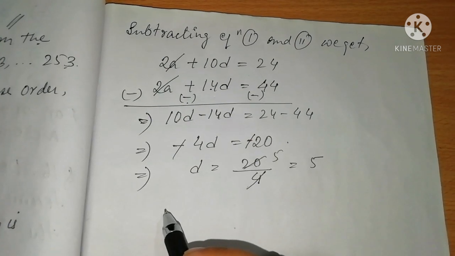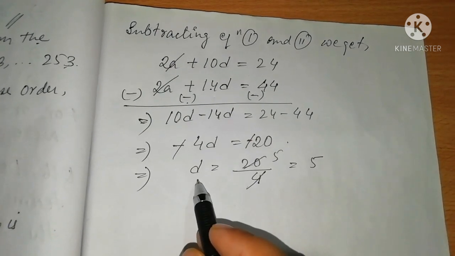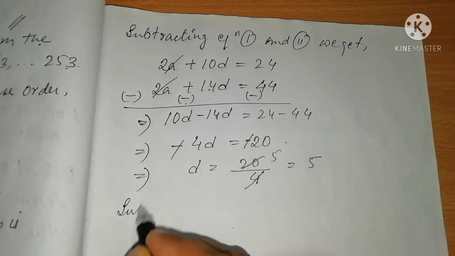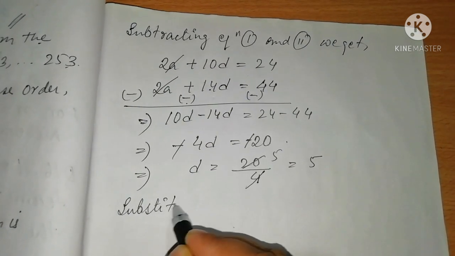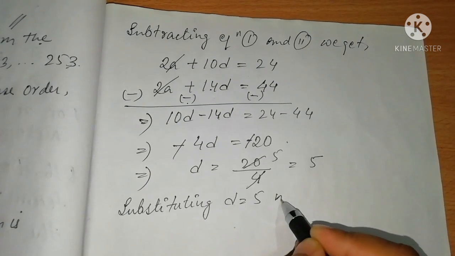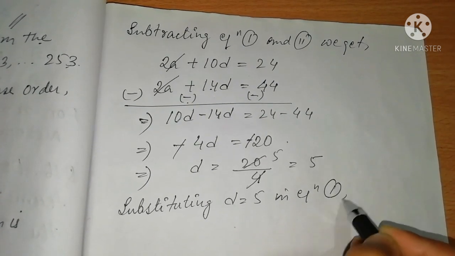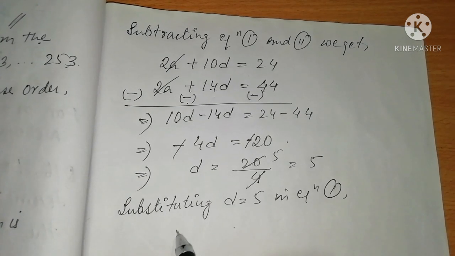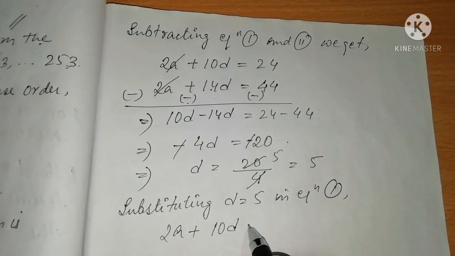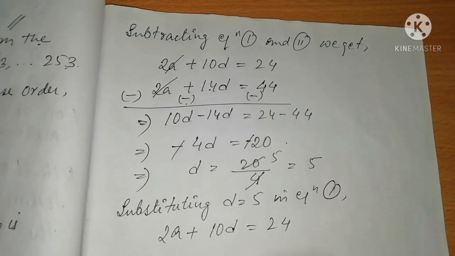So to find out the first 3 terms, we need to put this d value in any of the equations. So substituting d equal to 5 in equation 1, 2a plus 10d equal to 24.